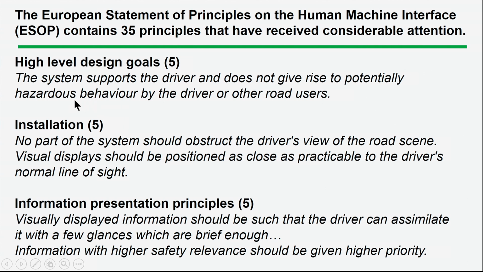And so what has resulted is a number of other documents that take these principles and say, well, what does it actually mean? How do we do it? And how do we test it? So there are principles associated with installation. There are principles associated with visual presentation of information, which actually are some of the most important and widely cited principles. For example, visually displayed information should be such that a driver can assimilate it within a few glances, which are brief enough. So what is a few glances? What is brief enough? And how do you make the assessment? That's what the follow-on documents do.